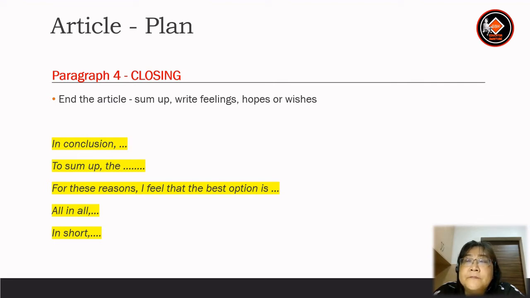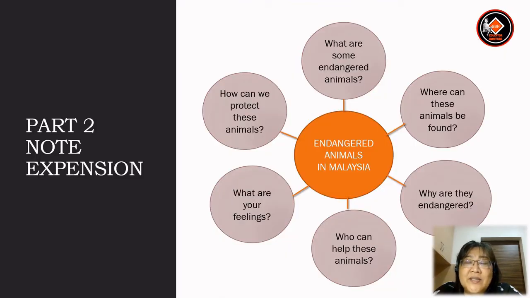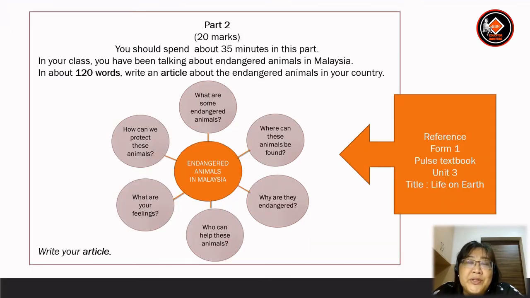in short. Dear pupils, let's try to do an exercise. So here we have part 2. Again, part 2 is called note expansion. Let's look at the question. Part 2, 20 marks. You should spend about 35 minutes in this part. In your class, you have been talking about endangered animals in Malaysia. In about 120 words, write an article about the endangered animals in your country.